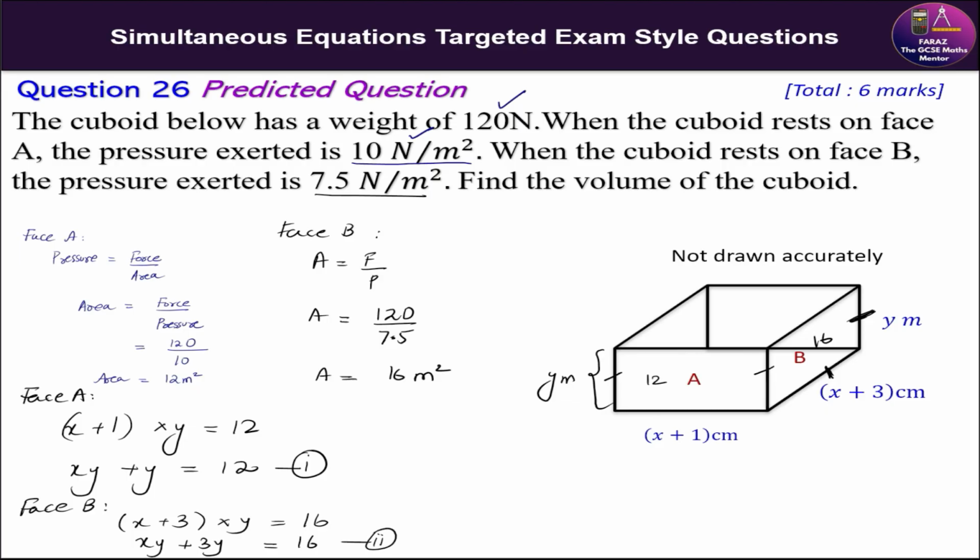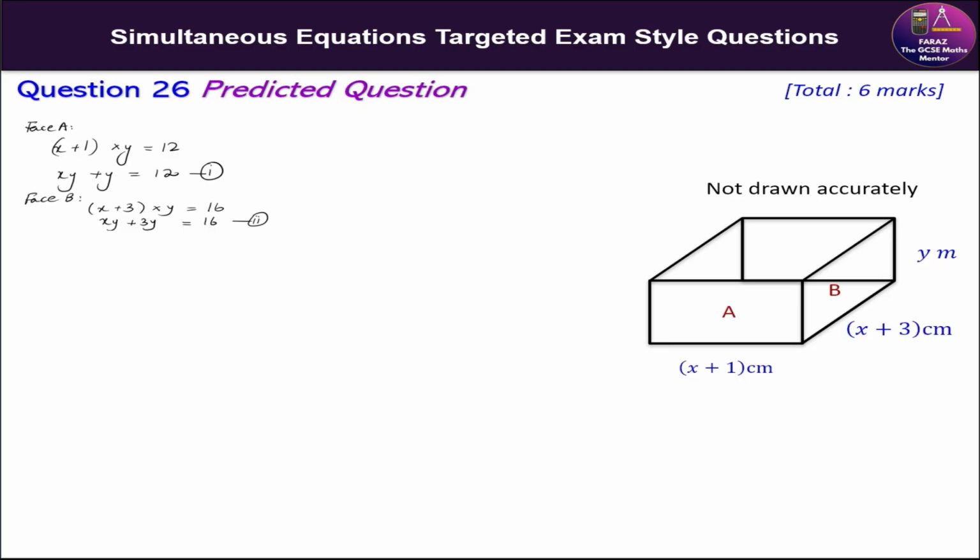So we have successfully set up the two equations. Now we can solve them simultaneously: xy plus y equals 12 and xy plus 3y equals 16. By using the elimination method, you have to change the sign of the second equation. Plus xy becomes negative, plus 3y becomes negative, plus 16 becomes negative. xy cancels with minus xy to give 0, and then it is plus y minus 3y.